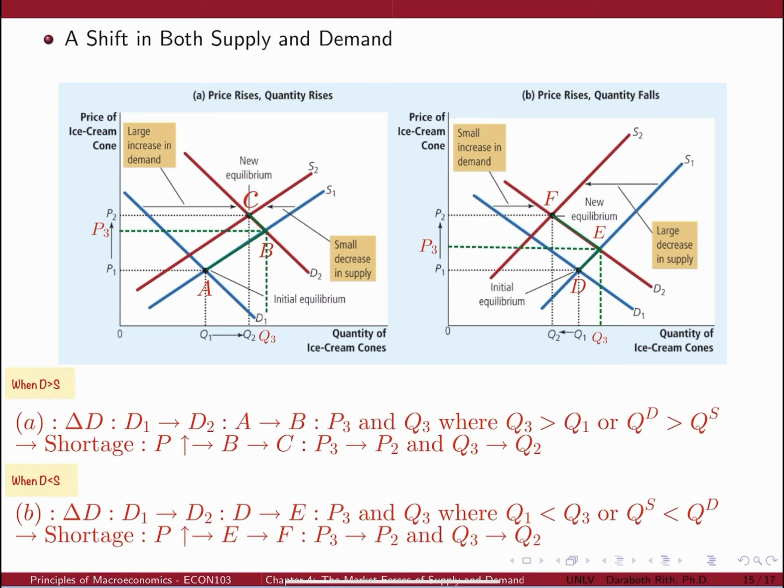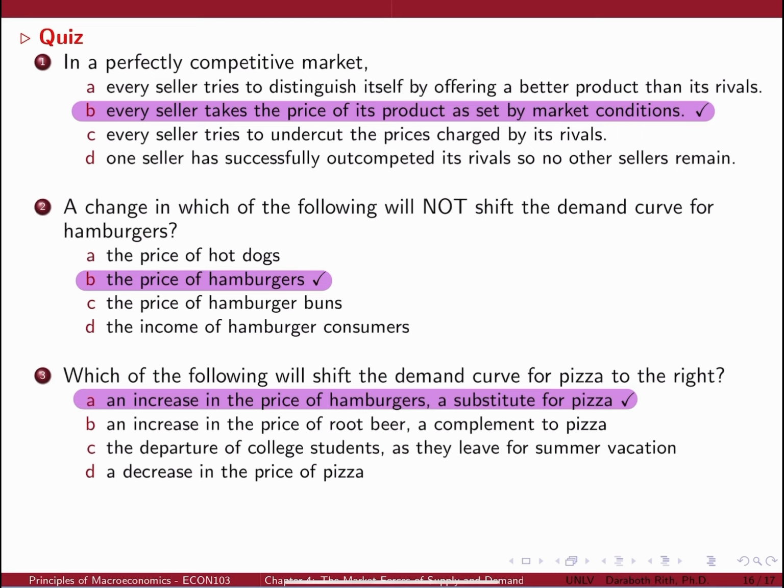Now let us do the quiz. Question number 1. In a perfectly competitive market, what? As we have discussed about perfectly competitive market or perfect competition, the buyers and the sellers are price takers, meaning that they have to accept the price as the market sets. No one has control over price, so the answer is B. A reseller takes the price of its product as set by market conditions.